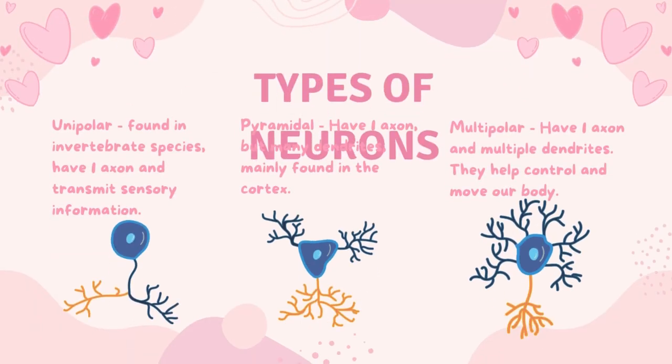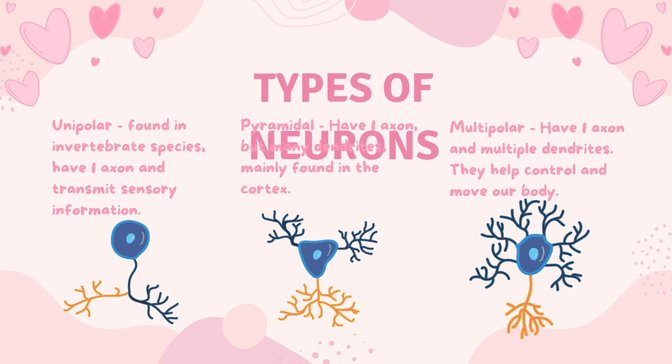Types of neurons. So the yellow line is the axon and the blue line is the dendrites. The big circle in the middle is the cell body or soma, and the small light blue in the middle is called the cell membrane. Unipolar neurons are found in invertebrate species, which are creatures that don't have a backbone, but can also be found in our sensory neurons, the ones we use for touch. They have one axon and transmit sensory information.